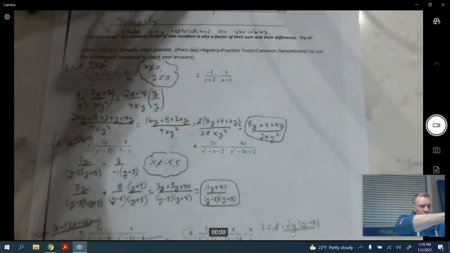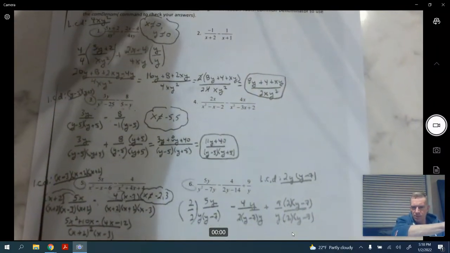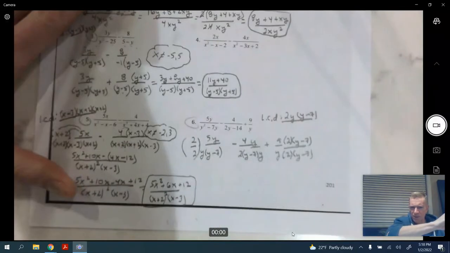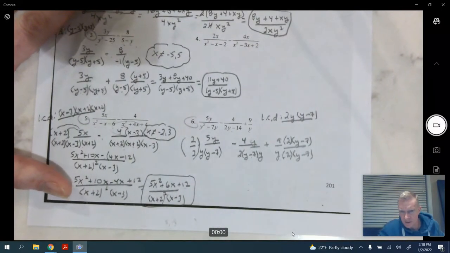You see that a little better? I don't know why that glare is not showing. It's not helping us.